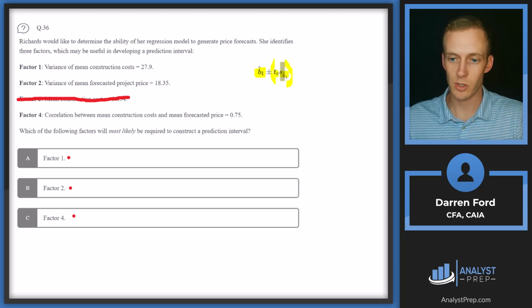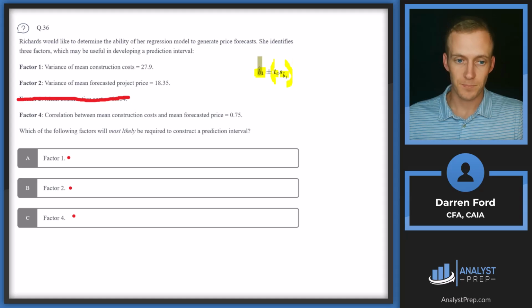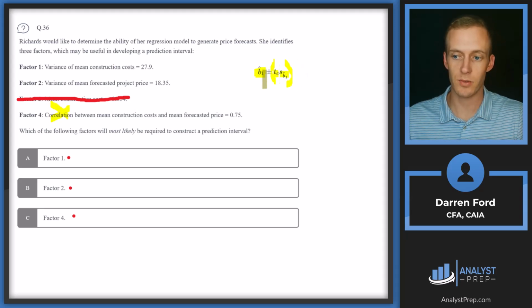So standard error regression coefficient is going to be our standard deviation divided by the square root of number of observations, sorry. So none of these are mentioned in these factors. So we've got correlation. Correlation is not in this formula, and it's not going to be used to find critical value or the standard error.